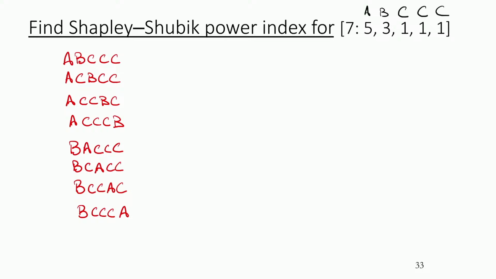Okay, my next move: I think I've got all of the permutations where A is at the front and where B is at the front. Maybe you can tell me if I've missed any. So I'm going to have to put C at the front now. Let's just put one of the C's at the front and do this.